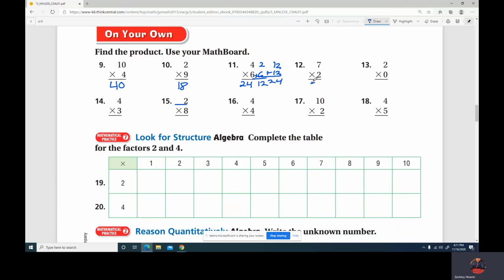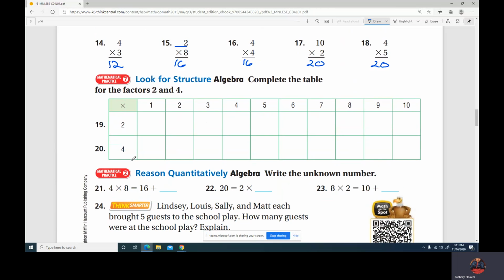7 times 2 is 14. 2 times 0, anything multiplied by 0 is 0. 4 times 3 is, skip count 3 4 times, so you got 12. 8 times 2 or 8 plus 8 or 2 times 8, either way, is 16. 4 times 4, skip count 4 4 times, you have 16. 10 times 2 is 20. 4 times 5 is 20.